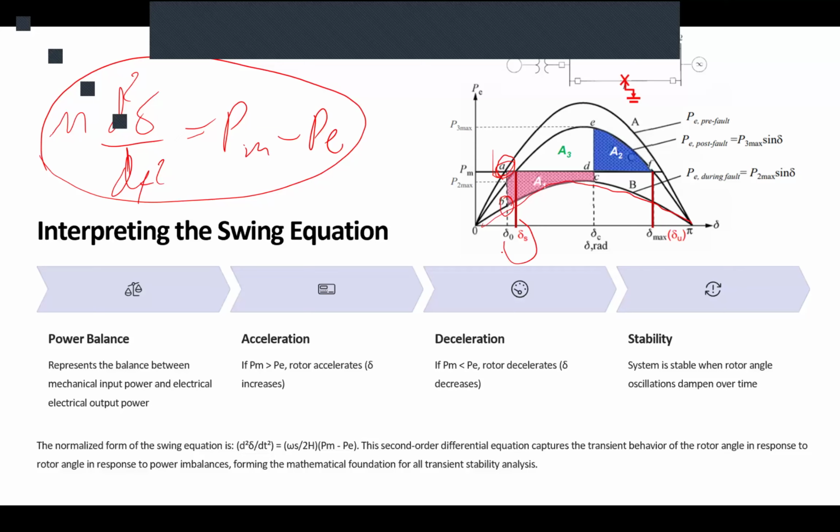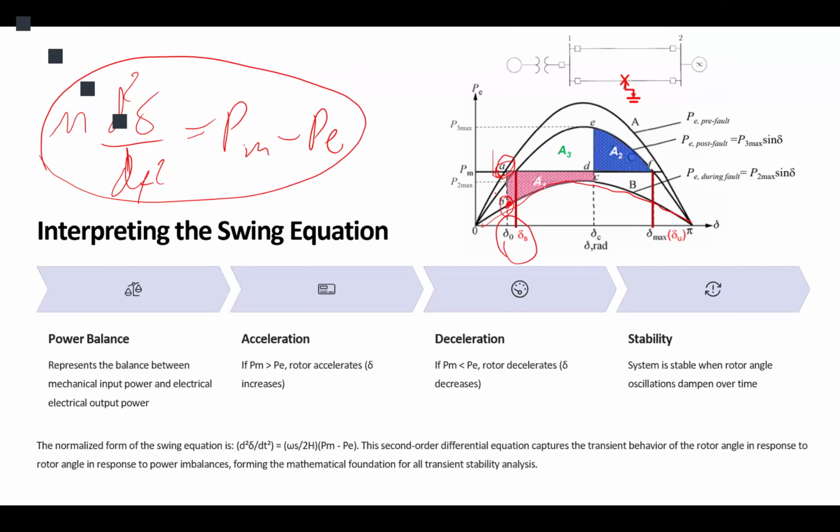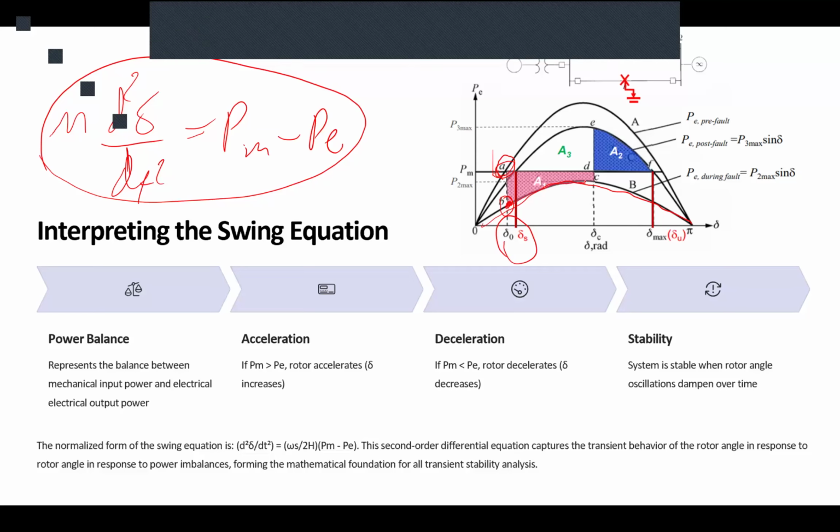We are in this delta, so we instantly fall into the point B. Now, we said power balance governs the behavior. So the system wants to come back to balancing PM and PE. So it starts increasing the delta to reach the value that is closest to, or equal to, PM. So it goes up, for example, to the point C.